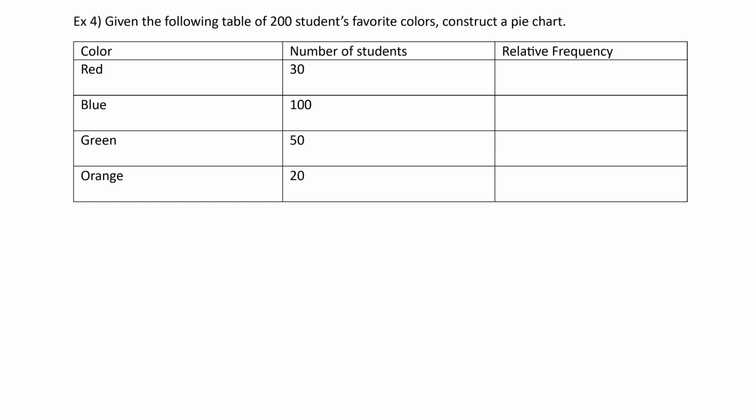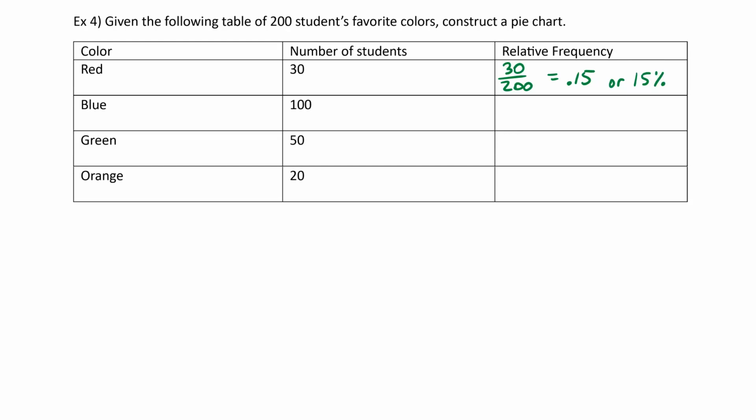So we have the colors red, blue, green, and orange, and the number of students that picked each one. First thing we're going to need to do is find the relative frequency. To do that, we're just going to take the number of students who picked it and divide it by the total number of students that there were. So in this case, it's going to be 30 over 200, which is going to be 0.15, or 15%.